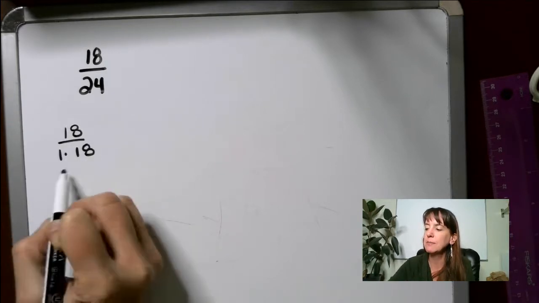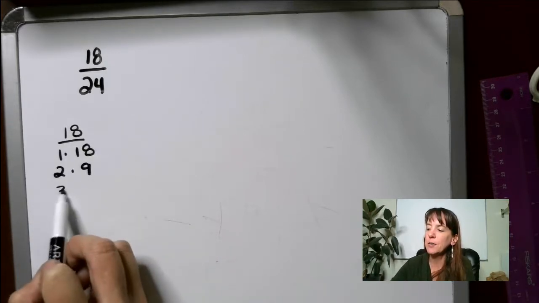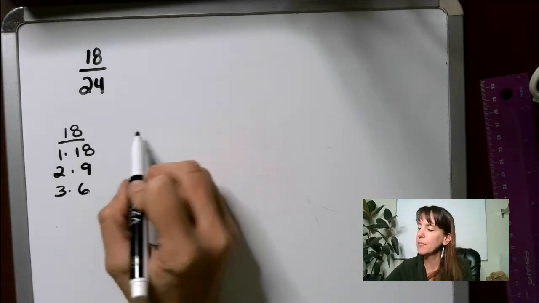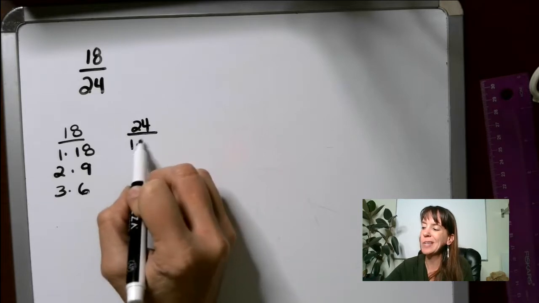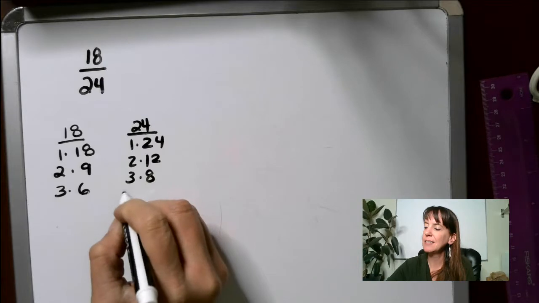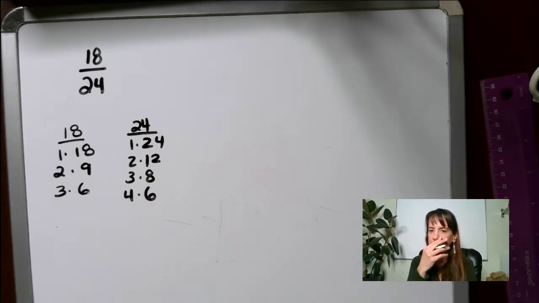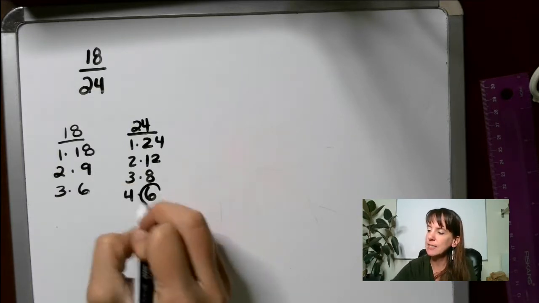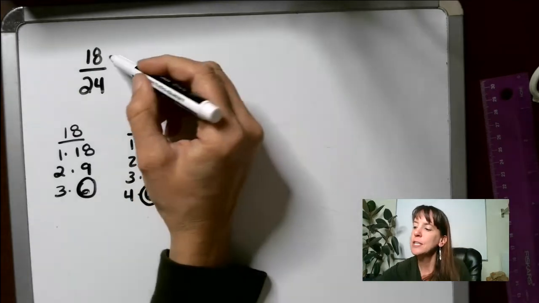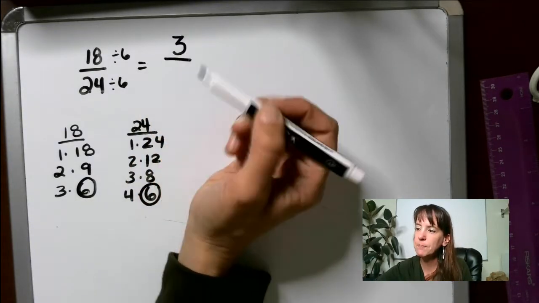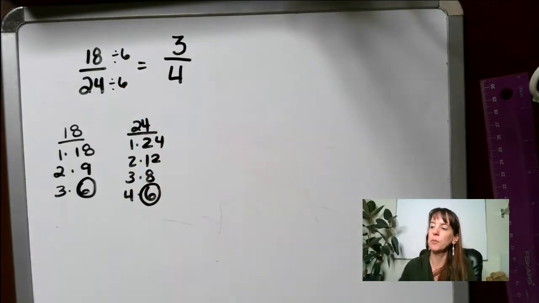1 times 18, 2 times 9, 3 times 6, not 4, not 5, 6 is already on the board, right? 24, I'm going to break those down. I got 1 times 24, 2 times 12, 3 times 8, 4 times 6, right? And after 4 comes 5, can't do 5, and after 5 is 6, and that's already there. So the greatest common factor that these guys share is 6. If I divide this by 6 and this by 6, I get 3 up top, and on the bottom I get 4, so 3/4.